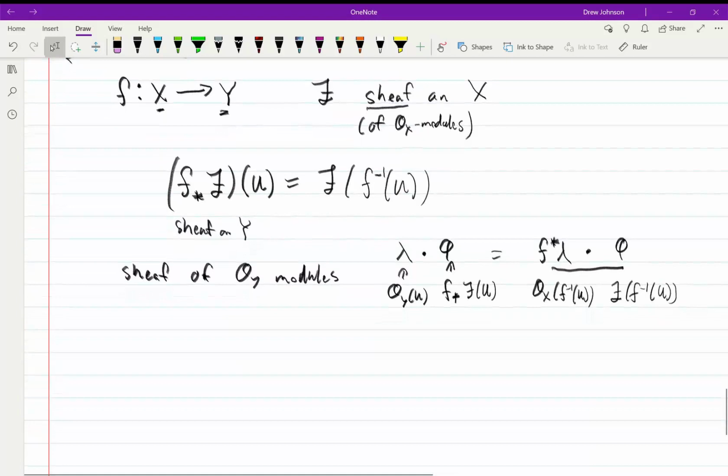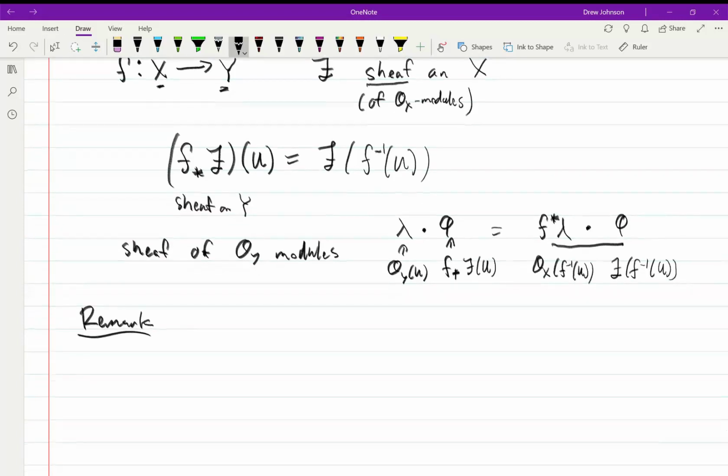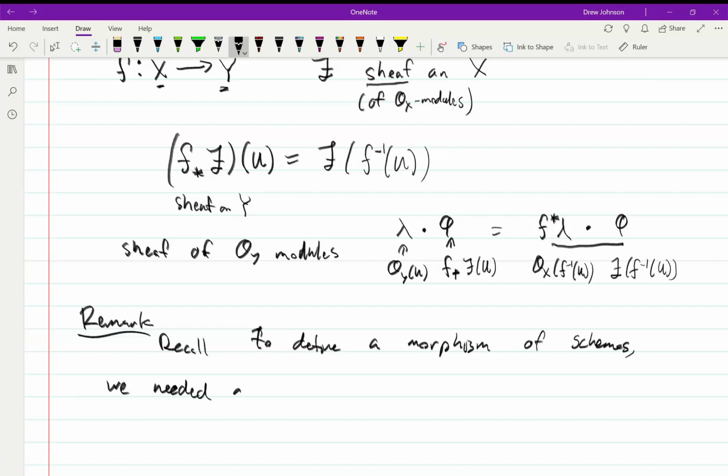Okay, and let's relate this. I mean, we can already see how this is related to the morphisms of schemes, but let's make the connection even closer. Let's recall that to define a morphism of schemes, we needed a pullback map. Or rather, pullback maps.